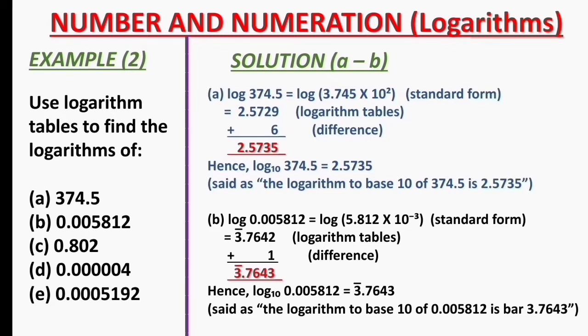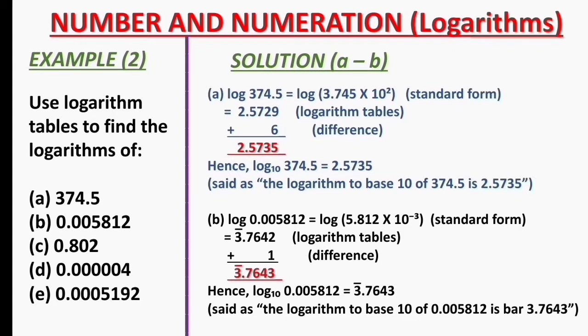For question B, let's know the logarithm of 0.005812. Of course, we start by writing the number in standard form to get the characteristic or the integer. So from standard form, which is 5.812 times 10 raised to the power minus 3, the characteristic is the power of 10, which is bar 3 in logarithm form. So minus 3 in standard form as the power of 10 becomes bar 3 in logarithm form. That starts the logarithm. To know the mantissa or the decimal fraction, let's use logarithm tables from our 4-figure table.